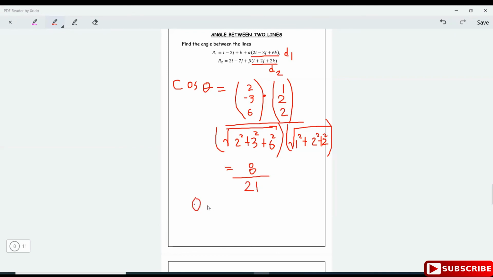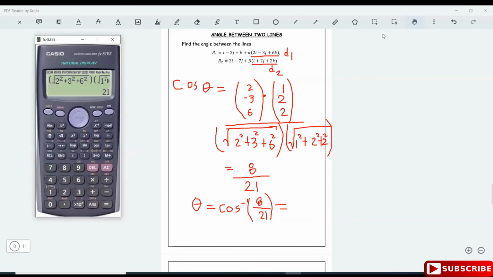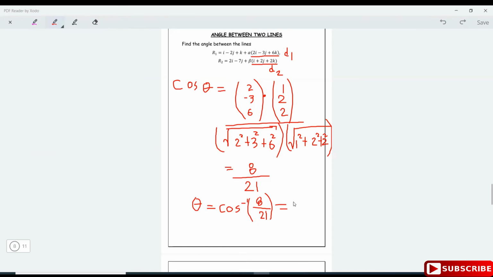And so theta is going to work out to be cos inverse of 8 over 21. That's how we find theta. I'm going for the calculator one last time. It's not that I cannot work it out, it's just that it's a lot easier with the calculator. So it's cos inverse of 8 over 21, and that is going to give us 67.6 degrees. So the answer we get is 67.6 degrees. Easy.